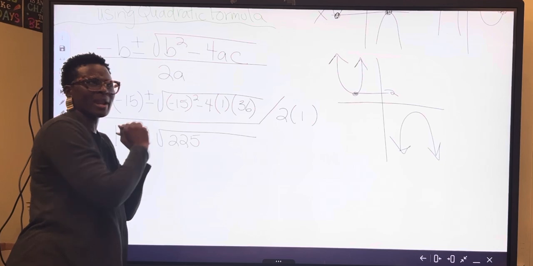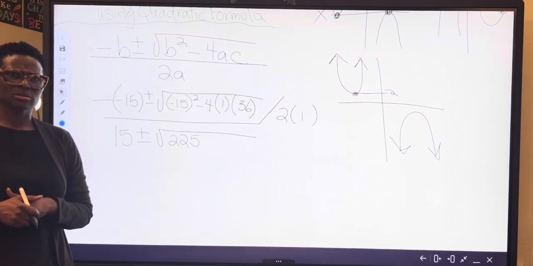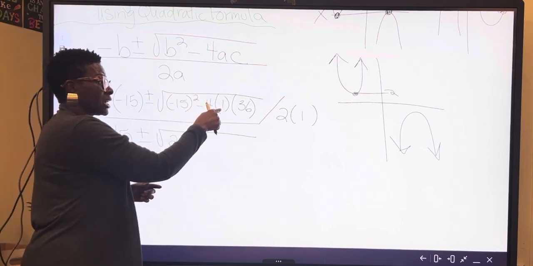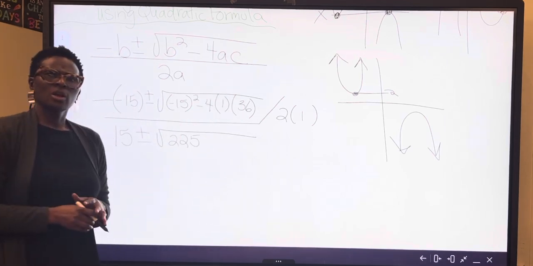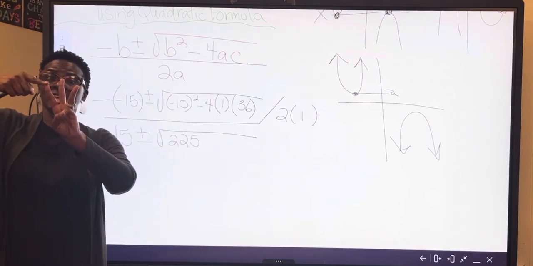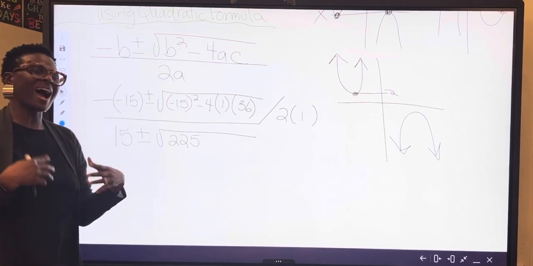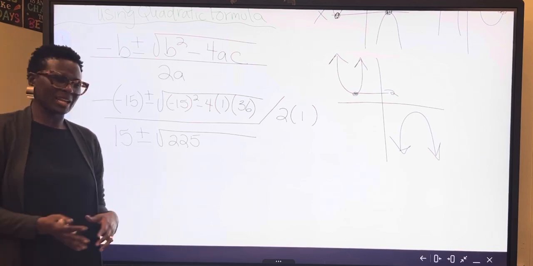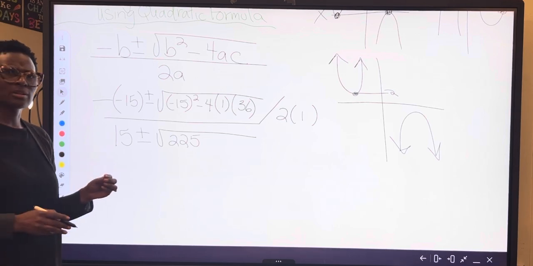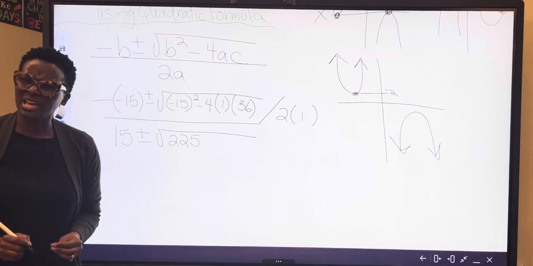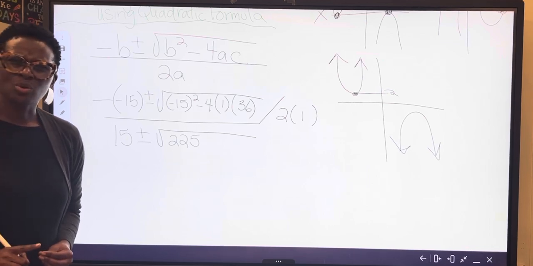So let's look. If there's one negative, the answer is going to be negative. If there were 2 negatives, it would be positive. With 3 negatives, the first two give a positive, but the third makes it negative. So if you have an odd number of negatives, your answer is going to be negative. How many negatives do I have here? 1. So is my answer positive or negative? Negative. How many negatives does it take to make a positive? 2. How many do I have? 1.